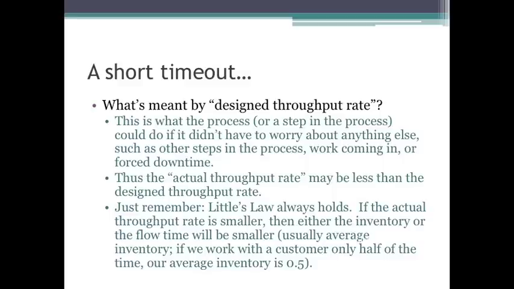That said, again, remember that Little's law always holds. So if the actual throughput rate is smaller, then either the inventory or the flow time will be smaller, usually the inventory. So again, if we work with a customer only half the time, then our average inventory will be 0.5. So oftentimes, if the actual throughput rate is smaller than the design throughput rate, it means that the actual inventory is smaller than the designed inventory, because we're not busy all the time.